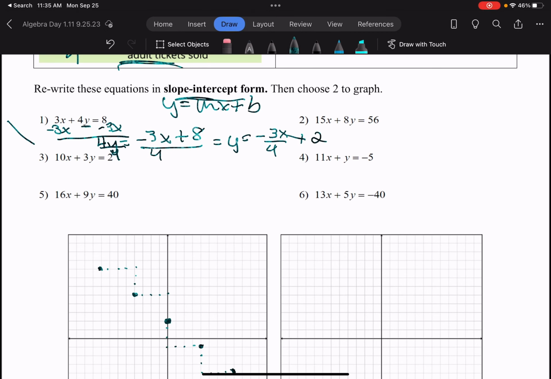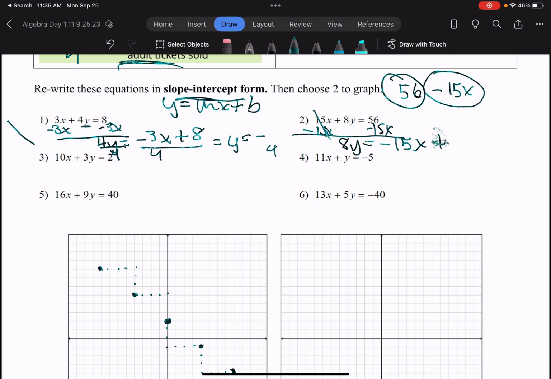Number 2, again, same thing. Same pattern here that I'm going to follow, where I'm going to subtract 15x from both sides, and then we'll get 8y equals, and again, I can write this as 56 minus 15x, or keeping my sign with that negative 15, I'm going to put negative 15x. This is a positive 56 plus 56. Divide both sides by 8, and we will get negative 15 over 8x plus 56 divided by 8, which is 7. Okay? And so if you wanted to graph that one, again, you're going to have a negative slope. It's going down this way, and you're going to start with your y-intercept of 7.